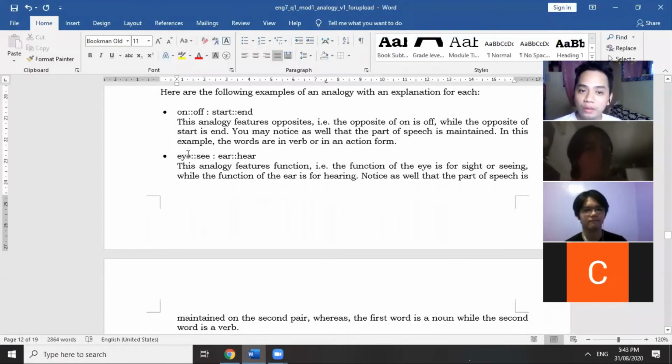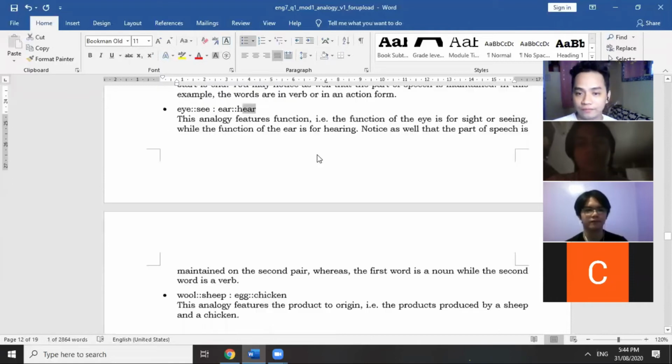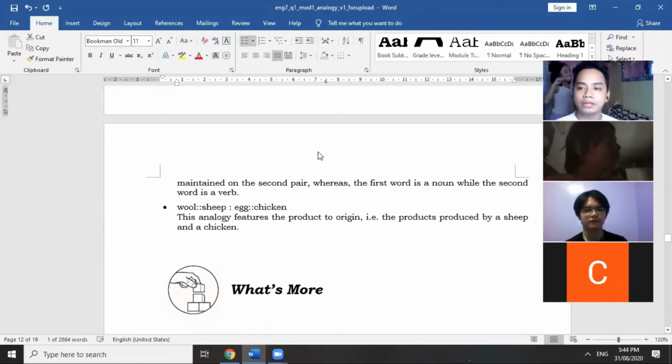Eye, we use it for seeing. Ear, we use it for hearing. This analogy features function, the function of the eye and the function of the ear. That is, the function of the eye is for sight or seeing, while the function of the ear is for hearing. Notice as well that the part of speech is maintained on the second pair, whereas the first word is a noun while the second word is a verb. Look at this one. Eye is noun, see is verb. We also observe that part of speech for the following pair. Here is noun and here is verb. So it's good for us to also be aware of the different parts of speech.